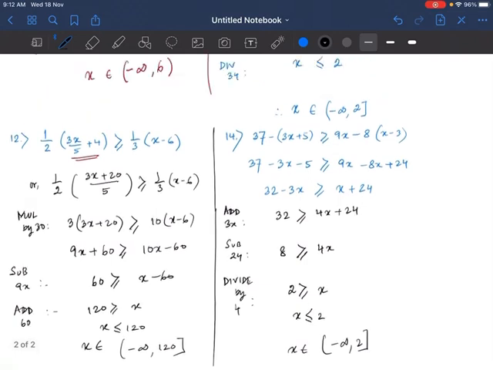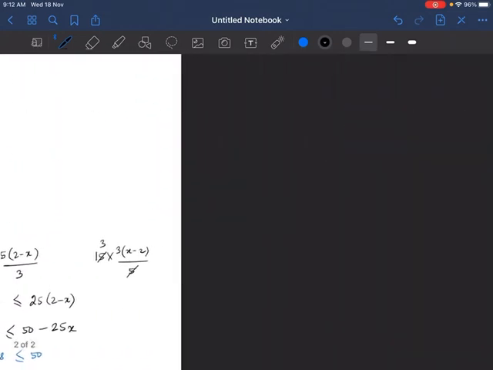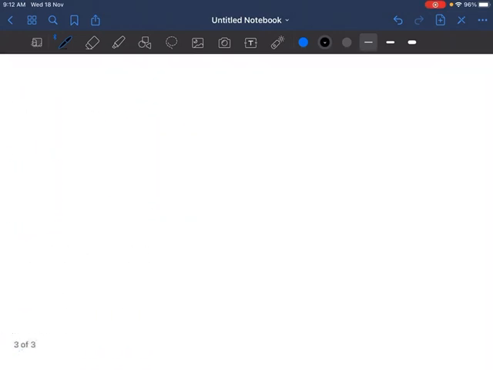Question number 14. Let's go into the new page. Question number 14 is done. Question number 15 is homework. Let's do question number 16.